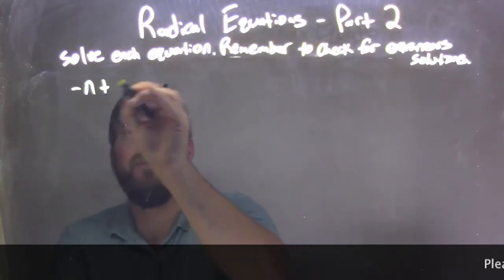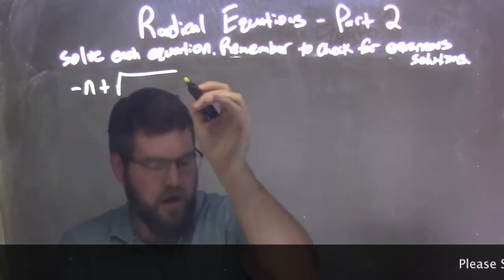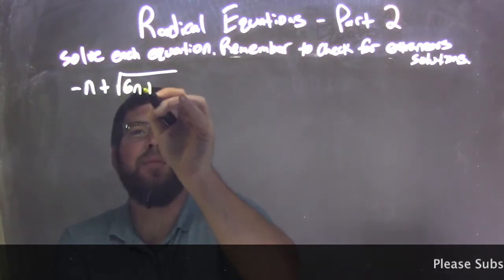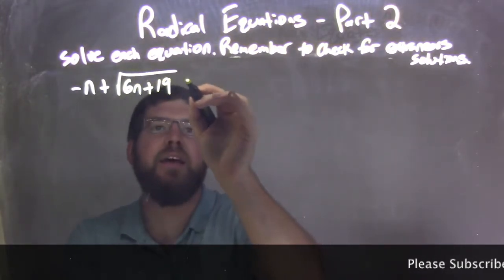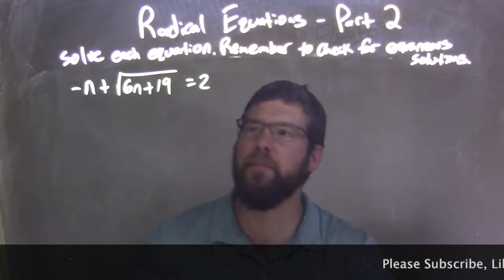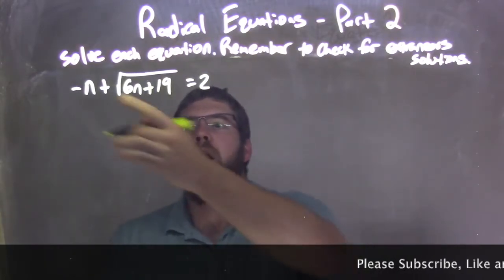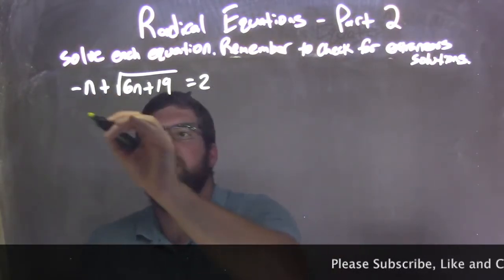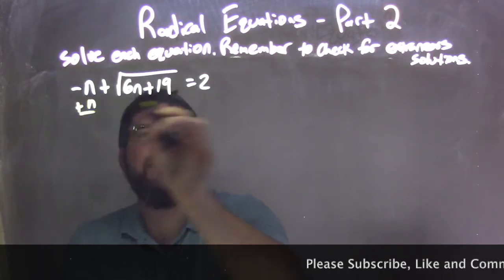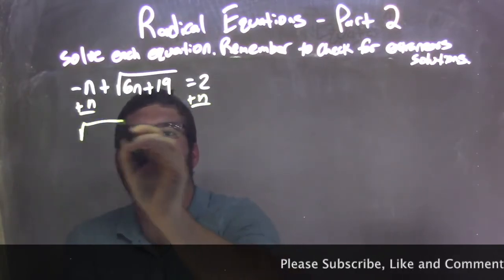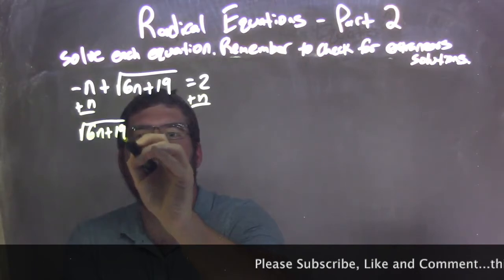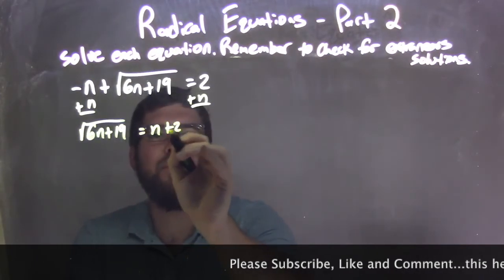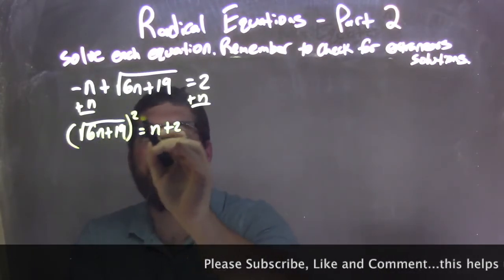Negative n plus the square root of 6n plus 19 equal to 2. Okay? Well, to solve this, I'm going to bring the n over to the right. So I'm going to add an n to both sides, leaving me with the square root of 6n plus 19 equals n plus 2. Now I can square both sides to get rid of the radical.